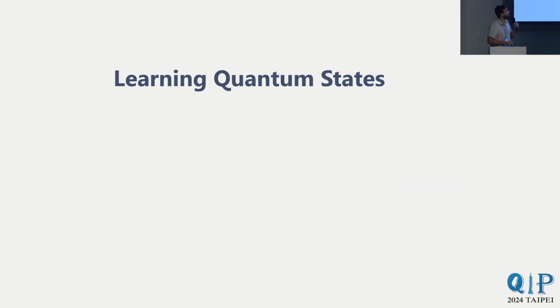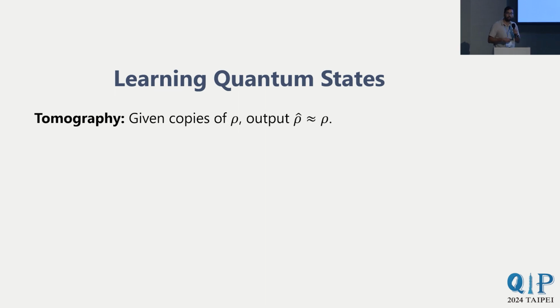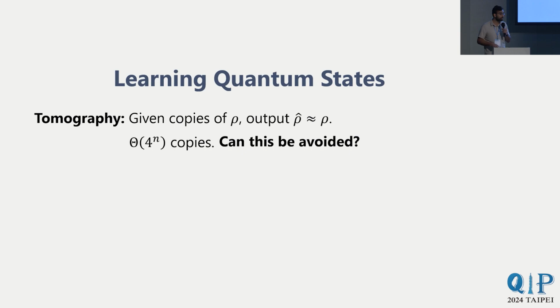So I want to start off by giving a rough lay of the land when it comes to learning quantum states. Perhaps the most fundamental problem in this area is quantum state tomography. This is where we're given copies of a quantum state rho, and the goal is to output a classical description rho hat of our state that's close to the input state. We've known for over half a decade now that this is a hard problem. If you have a system of n qubits, you need a number of copies that scales exponentially with n. And a motivating question in quantum state learning is understanding when and how this scaling can be avoided.